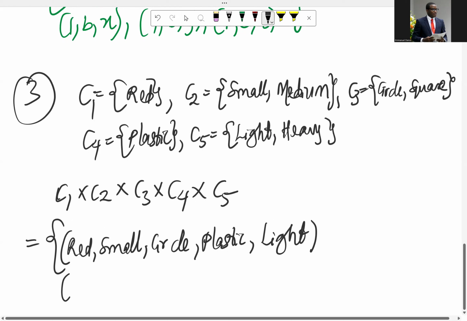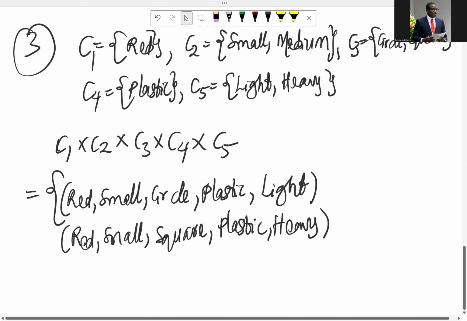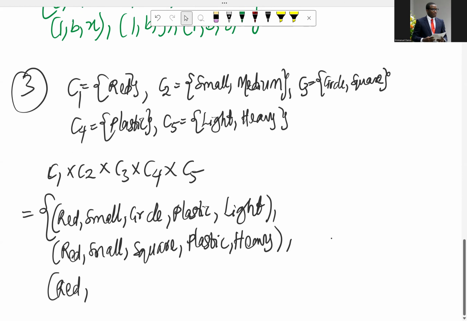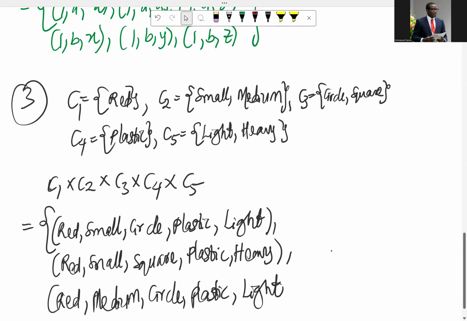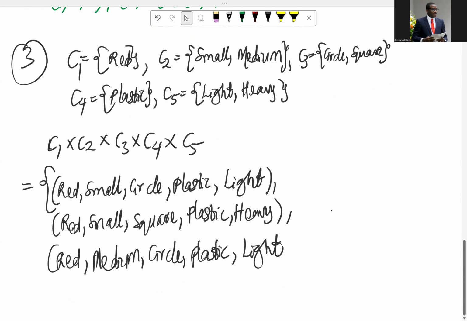Another way is we have a red, small, square, plastic, that is heavy. Okay, that's another possible pentuple. Then what's another possibility? We can have red, instead of small, now we have medium, circle, plastic, light. Red, medium, plastic, light.